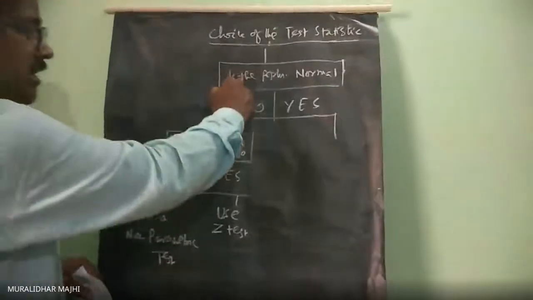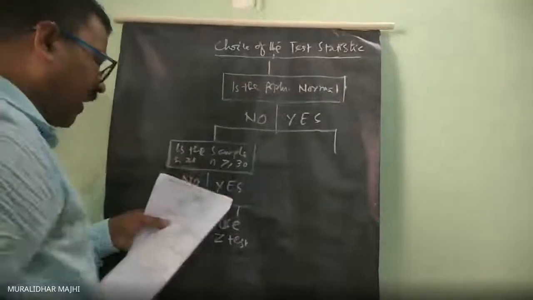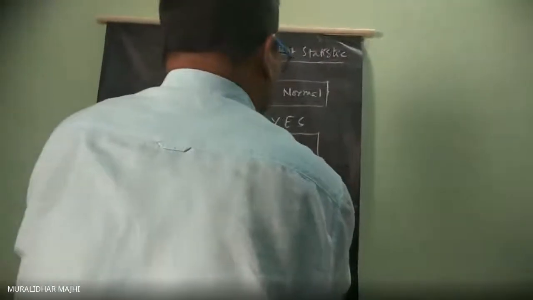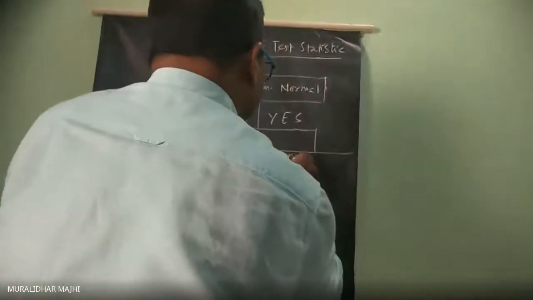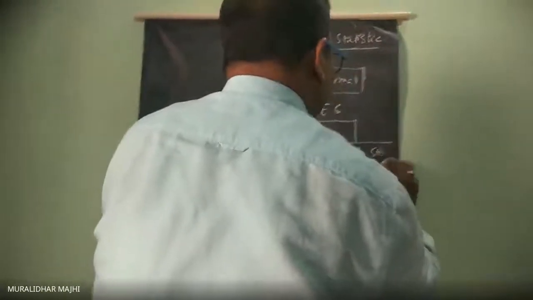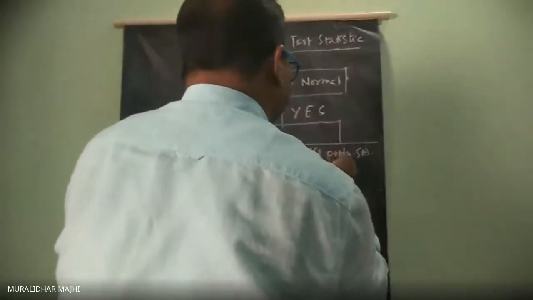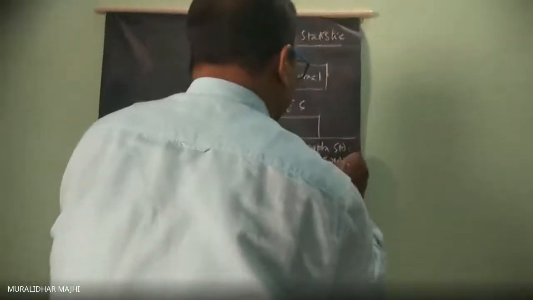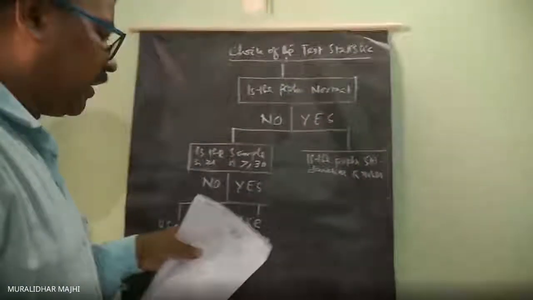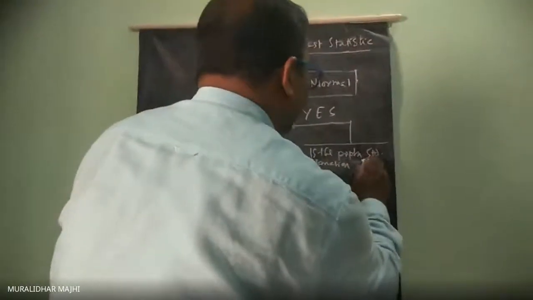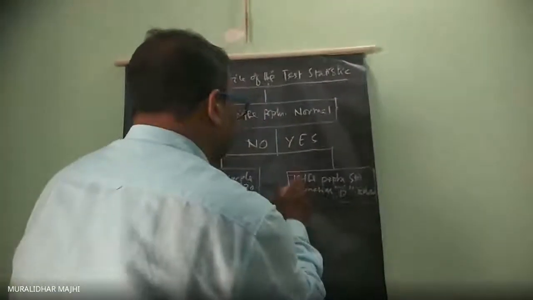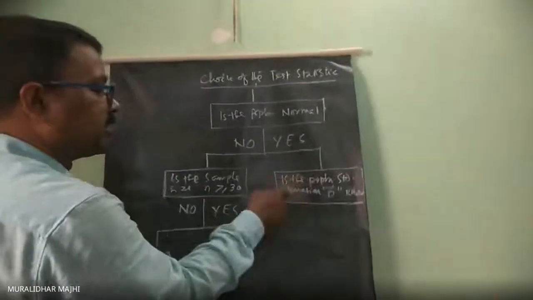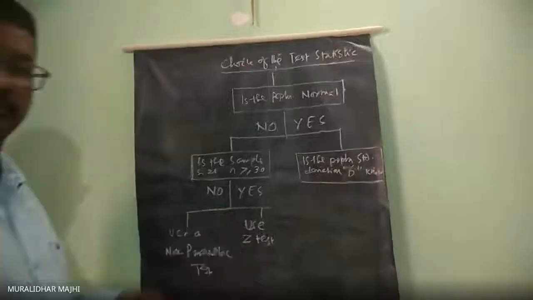Then, is the population normal? If it is yes, then we have to ask another question. What is the question? Is the population standard deviation known? Is the population standard deviation sigma known to you? This is the question. Is the population standard deviation, that is sigma, known to you?